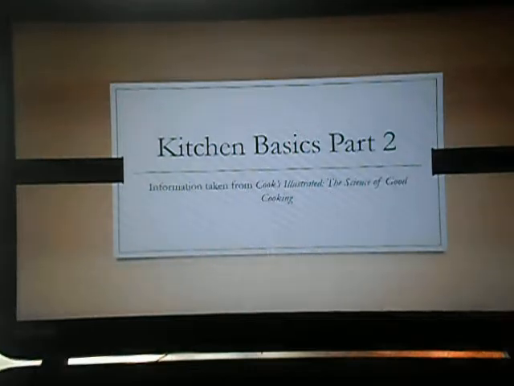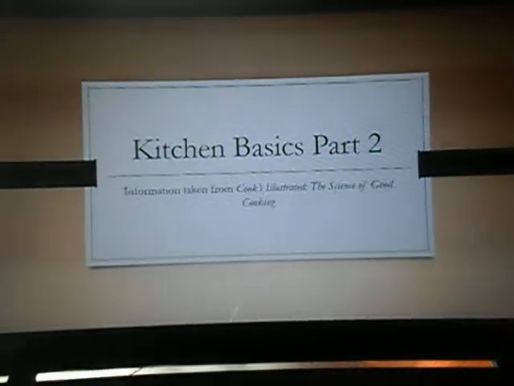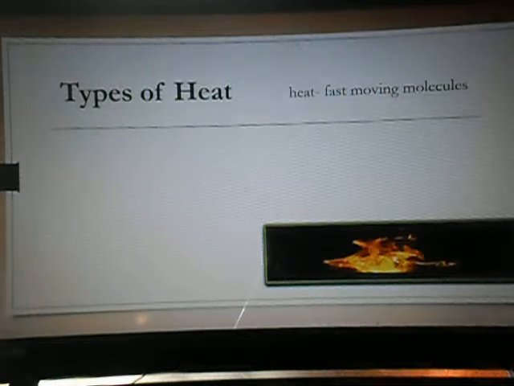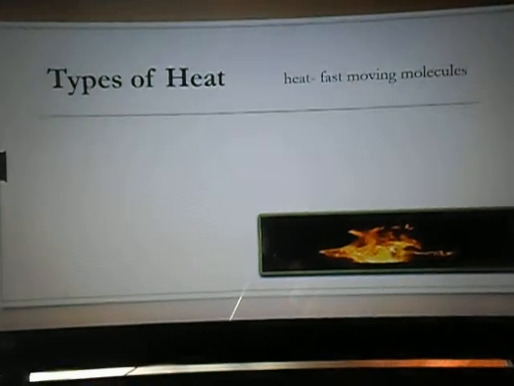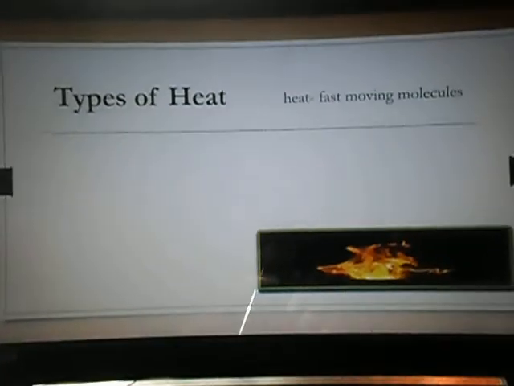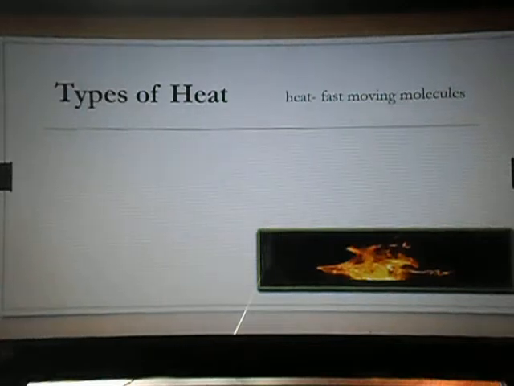Kitchen Basics Part 2. Information taken from Cooks Illustrated, The Science of Good Cooking. I hope you all can see this PowerPoint pretty good. Alright, so the first thing we're going to talk about is types of heat. The basic definition of heat is fast moving molecules. Basic definition.